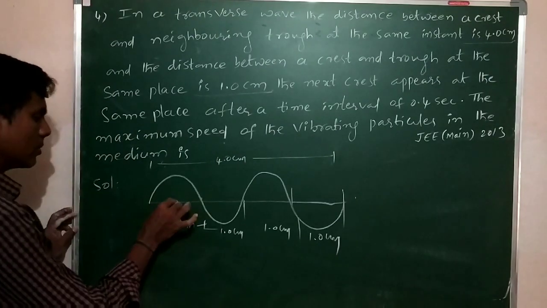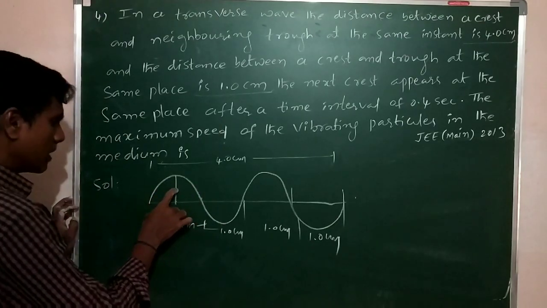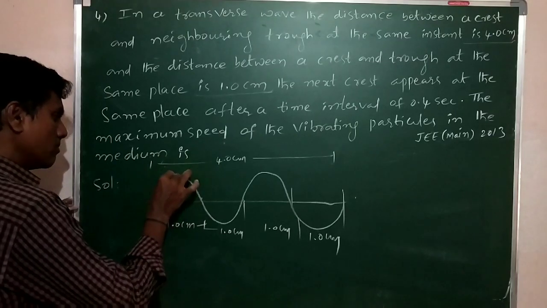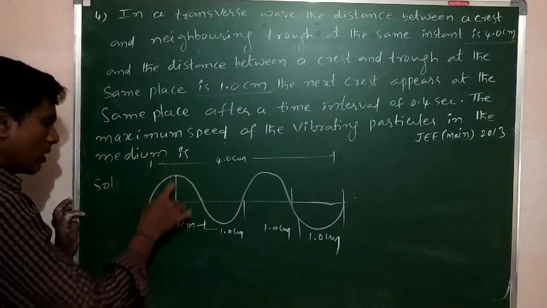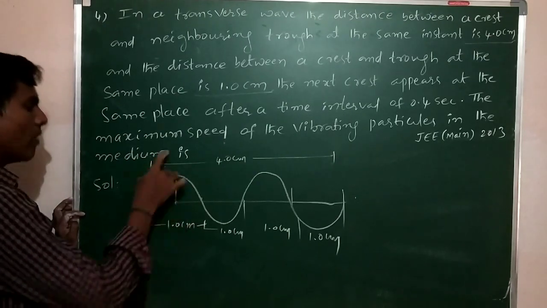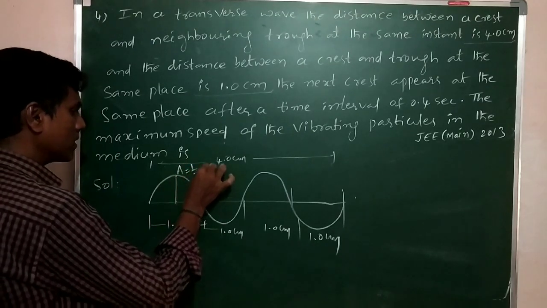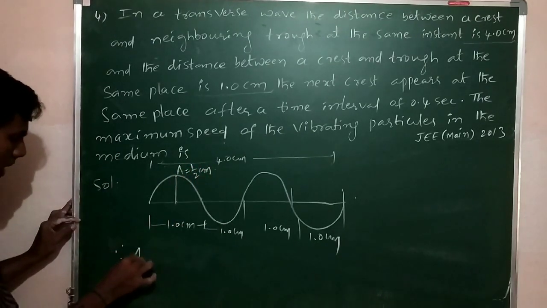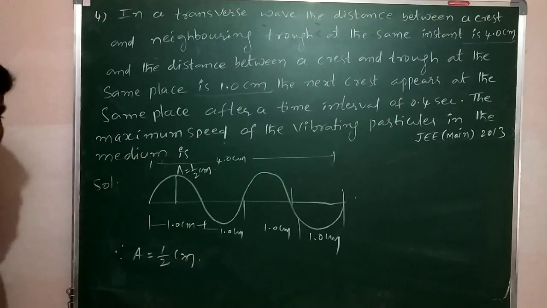So where is the amplitude? From here to here, the amplitude. This is the amplitude, the maximum displacement of the particles from their mean position. So what is the distance here in the y direction? That is A equals half centimeters. Now here A is taken as half centimeters, the displacement of the particles in the y direction.